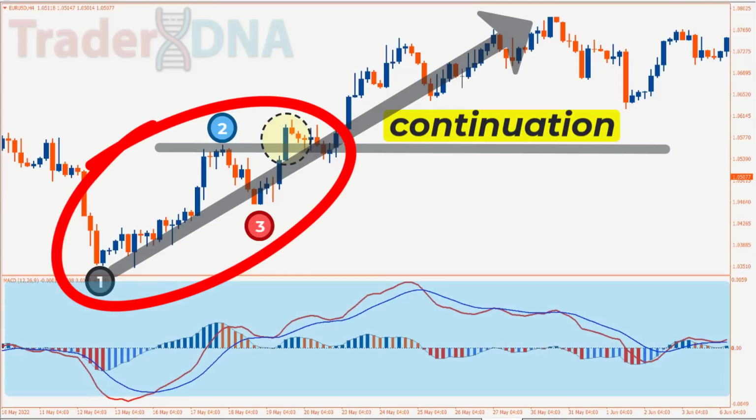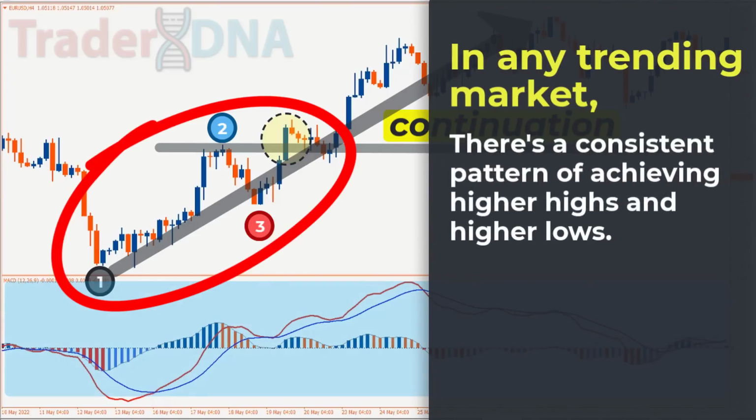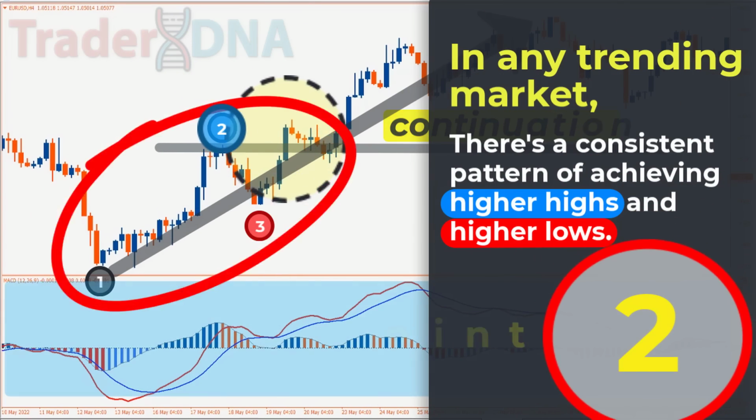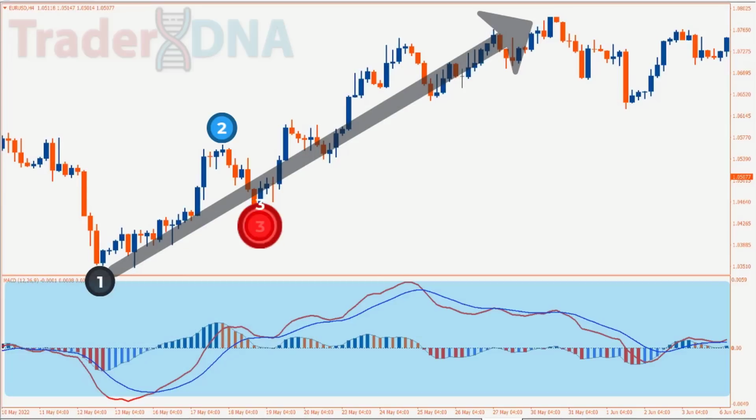trend direction shifts. In any trending market, there's a consistent pattern of achieving higher highs and higher lows. To sustain an upward trend, each subsequent upward swing must surpass the previous swing, represented by point 2 in the formation. Once the price exceeds the level set by point 2, it serves as confirmation of the 1-2-3 pattern.